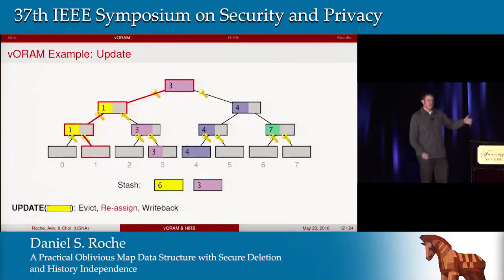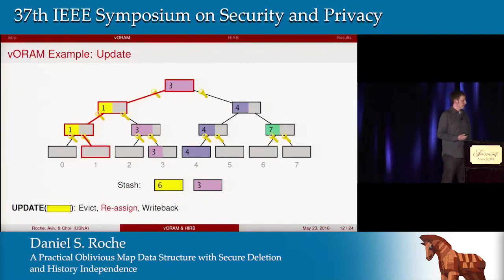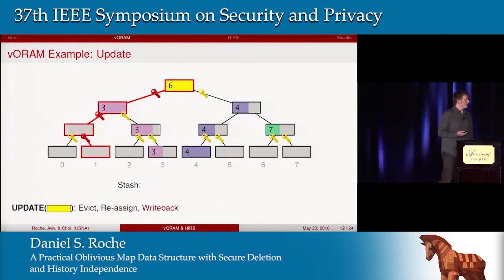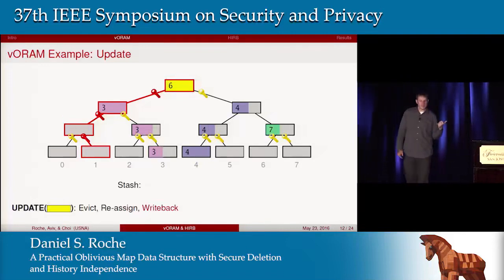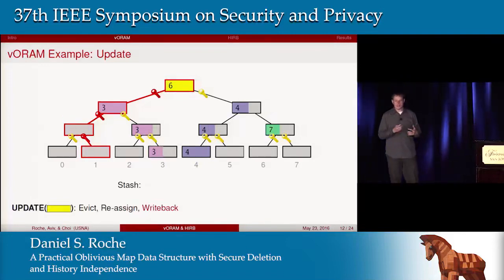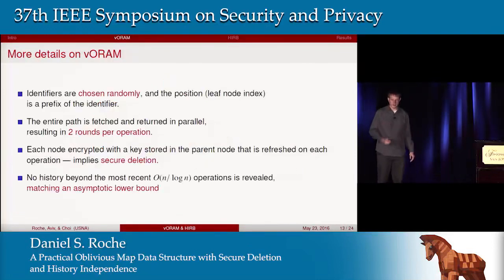So the index changes, that's what provides obliviousness, so it's going to be randomly reassigned to a different path the next time. And then you write everything back according to the new rules, according to those new paths. And one of the things that I want you to notice in this diagram is that the keys changed along that path. So this is actually the secure deletion part, that when we write something back, we change all of the keys along the path to that original thing that we read.